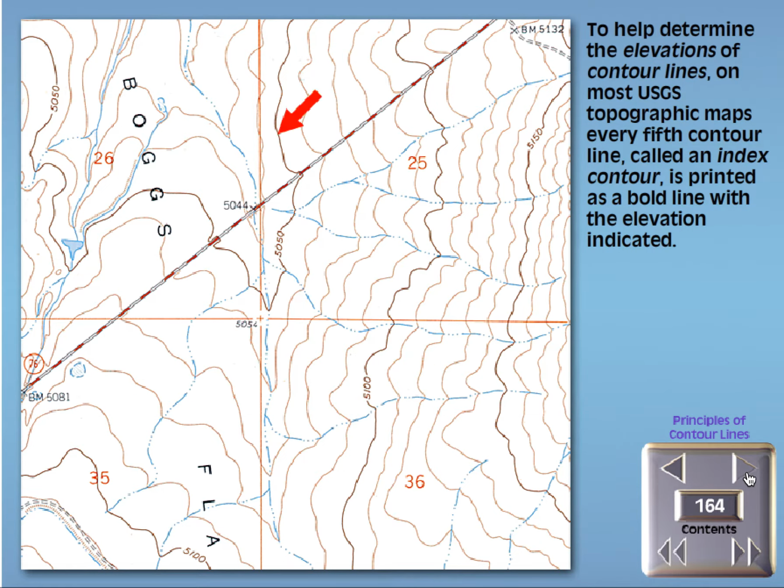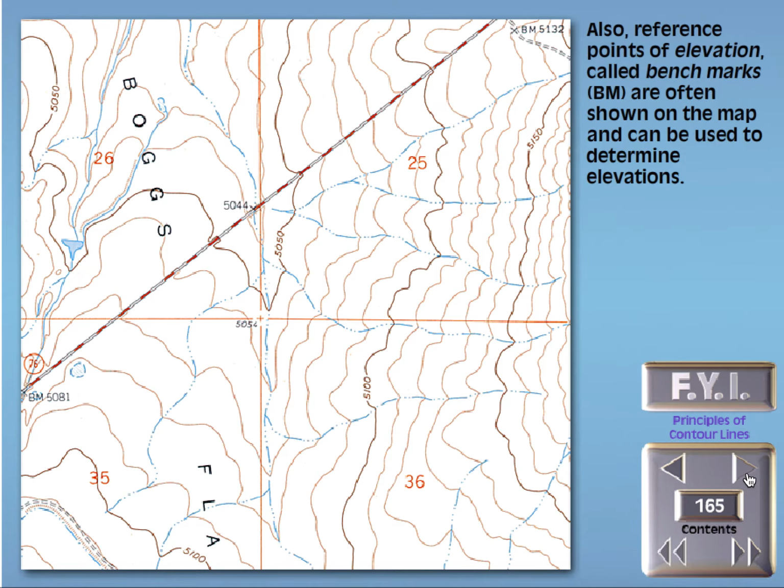To help determine the elevations of contour lines, on most USGS topographic maps, every fifth contour line, called an index contour, is printed as a bold line with the elevation indicated. Also, reference points of elevation, called benchmarks, are often shown on the map and can be used to determine elevations.